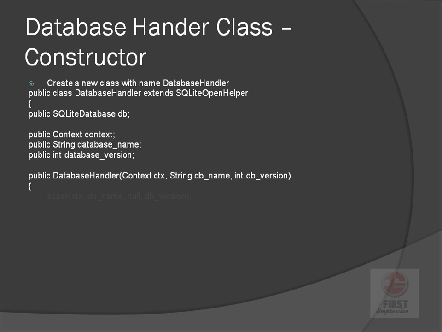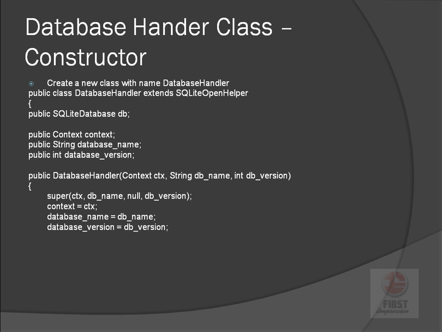So we'll say context equals to ctx, database name equals to db name, and database version equals db version. Then we will say db equals to this dot get writable database. Okay, this statement is very essential, because what the statement will do is get a database from this application on which we can read or write.